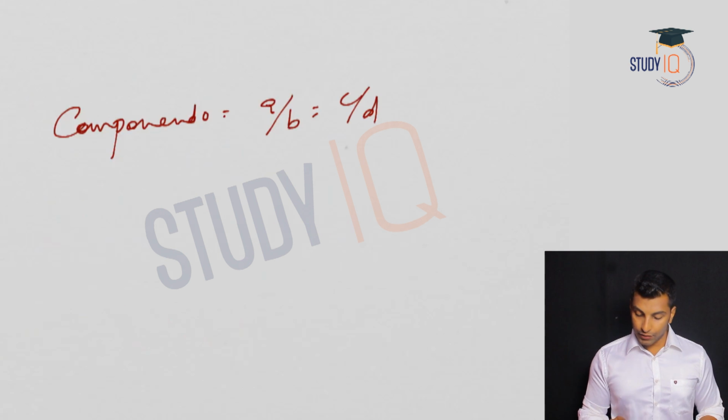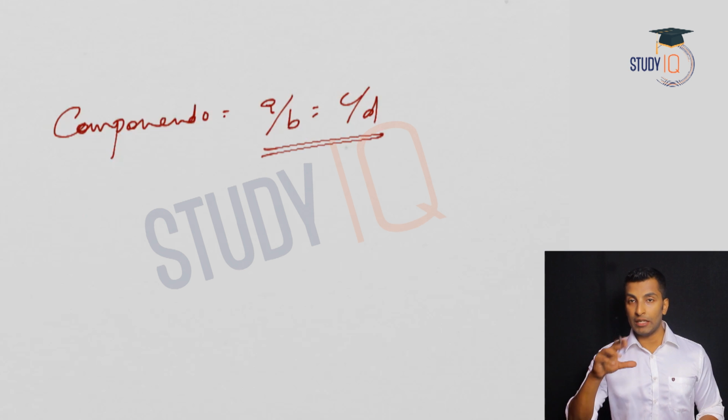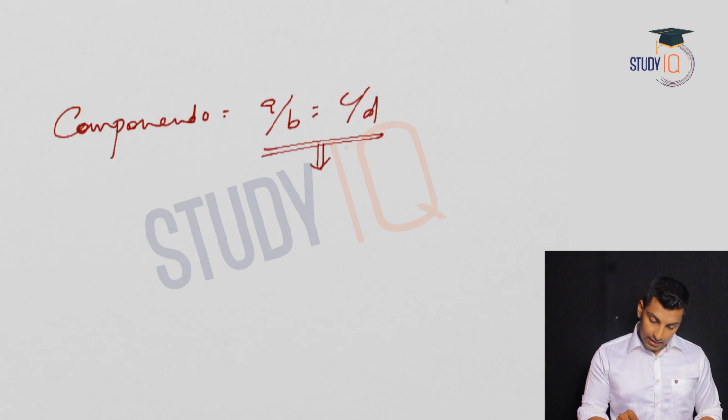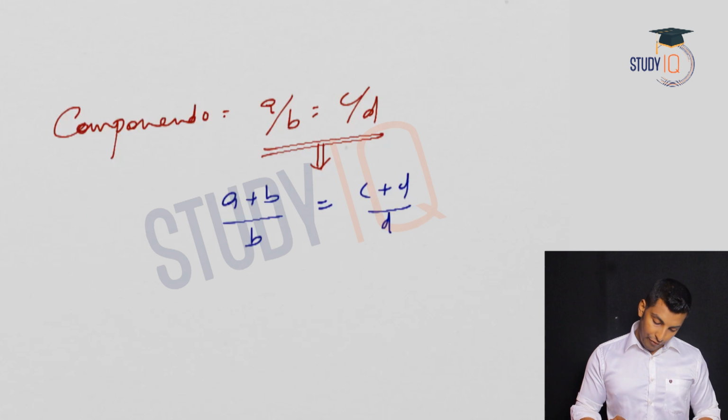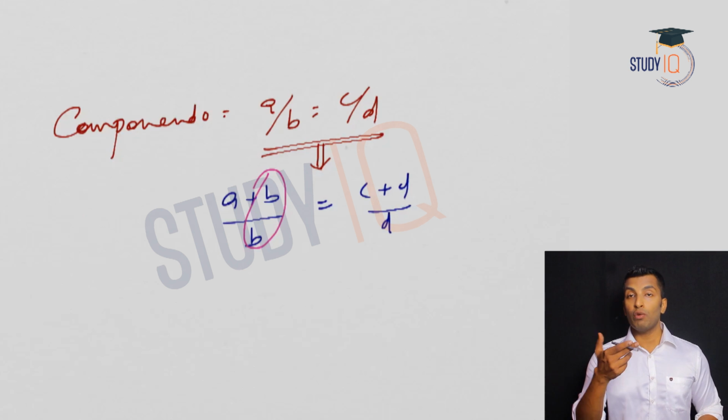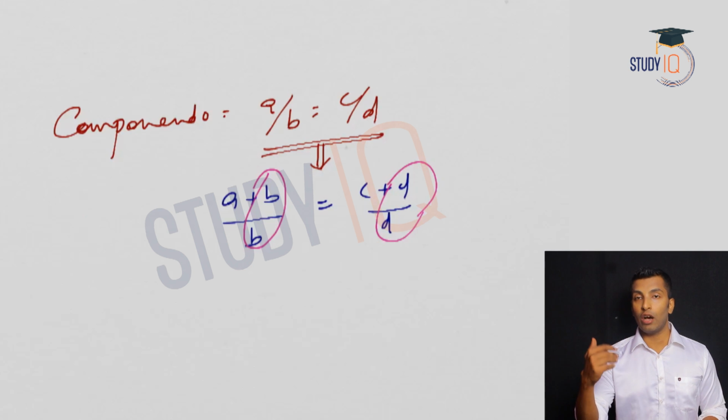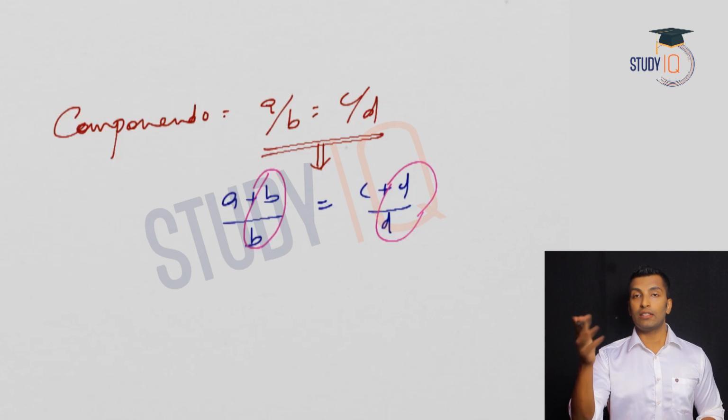Now what do you mean by componendo? A by B equal to C by D, that's where we started, right? Two ratios are equal, that means the four are in proportion. Then you add the denominators: A plus B by B will be equal to C plus D by D. What you have done is added the denominator to the numerator in both cases, so effectively there is no change.